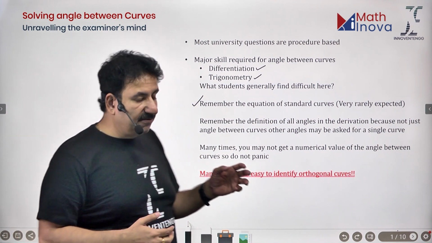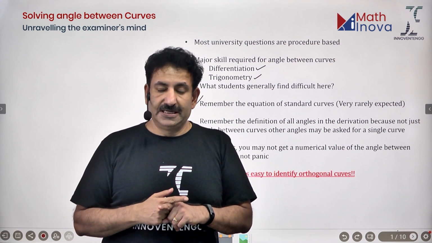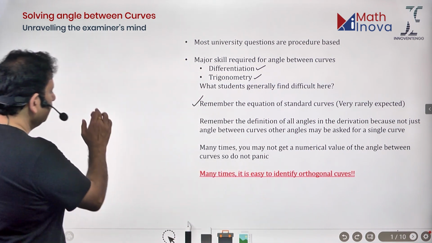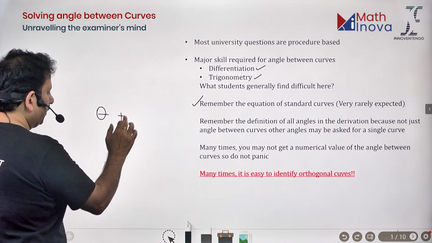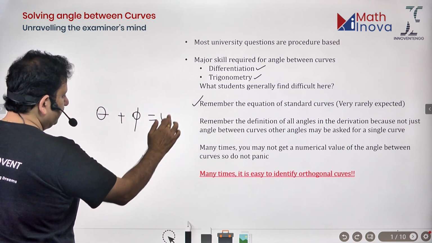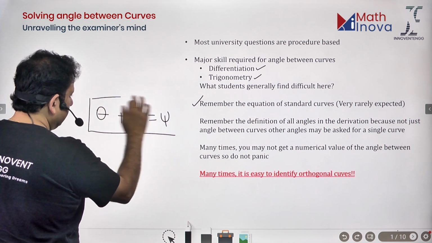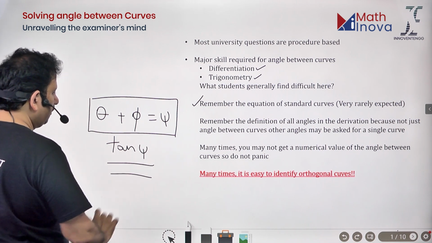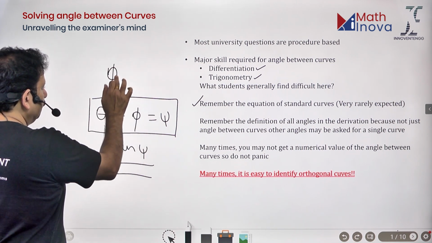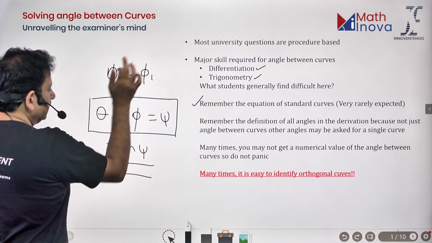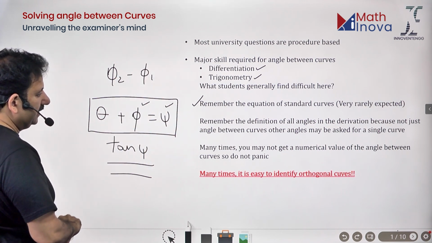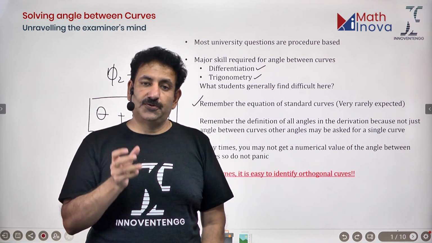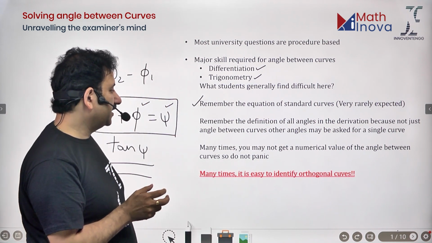Remember, it is not always the angle between curves. Sometimes you may be asked to compute the slope. Then how would you do it? You would compute theta, you would compute phi, and then the sum of them would give you the angle psi, and then tan psi would give you the slope, right? It is not always phi2 minus phi1, the angle between the curves. Sometimes it can be phi and sometimes it can be psi, which can also be calculated, but on 90% of the occasions you are asked to compute the angle between curves. Okay, so that is very, very important.